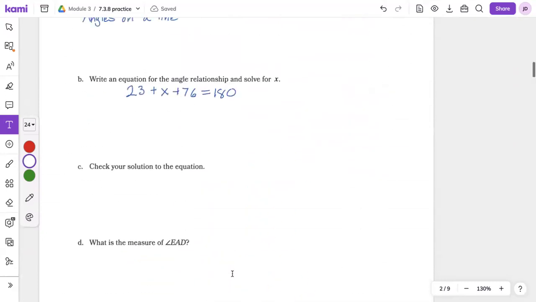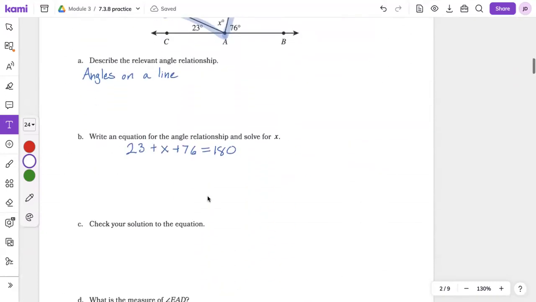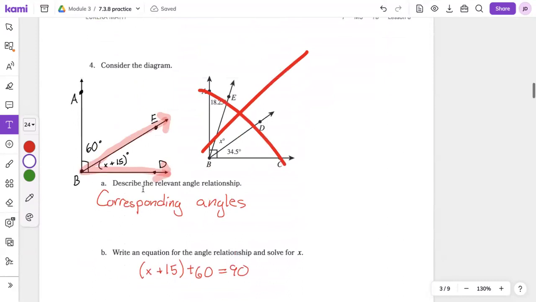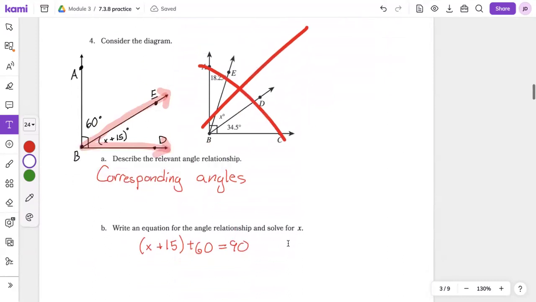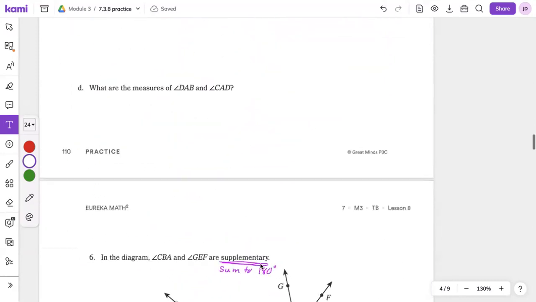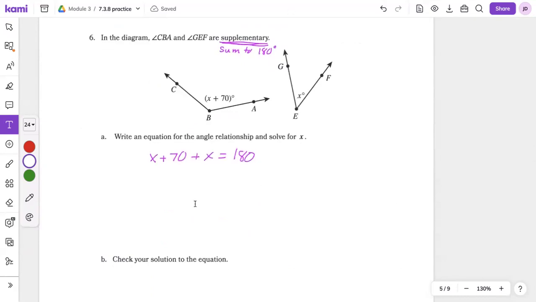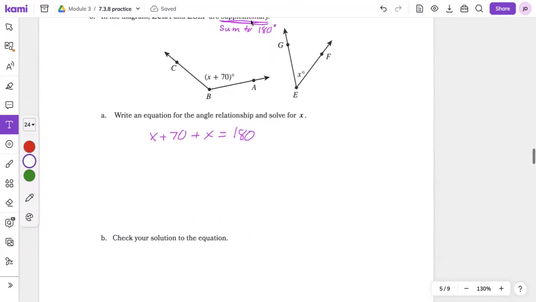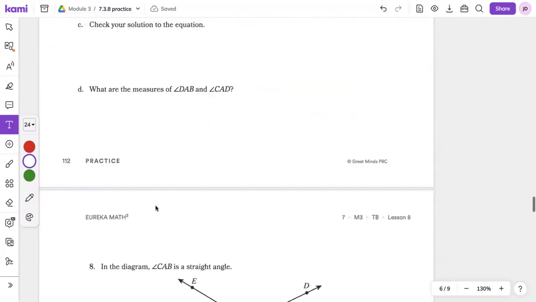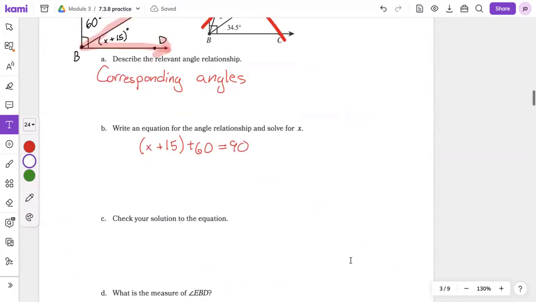And I've given you some information for the first few. Number 3 is angles on a line. I've given you an equation. Number 4, use the one that I've drawn, complementary angles. And number 6 are supplementary angles. Here's your equation. It says they're supplementary. And then on your own, do 7 and 8. And that's the lesson for today.